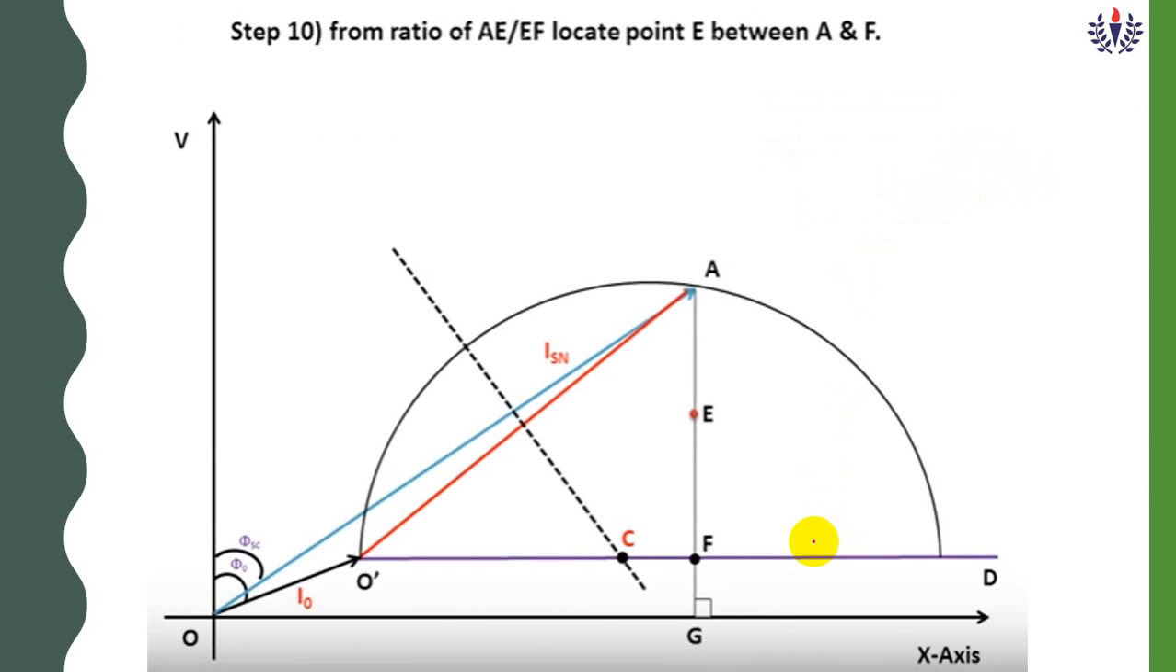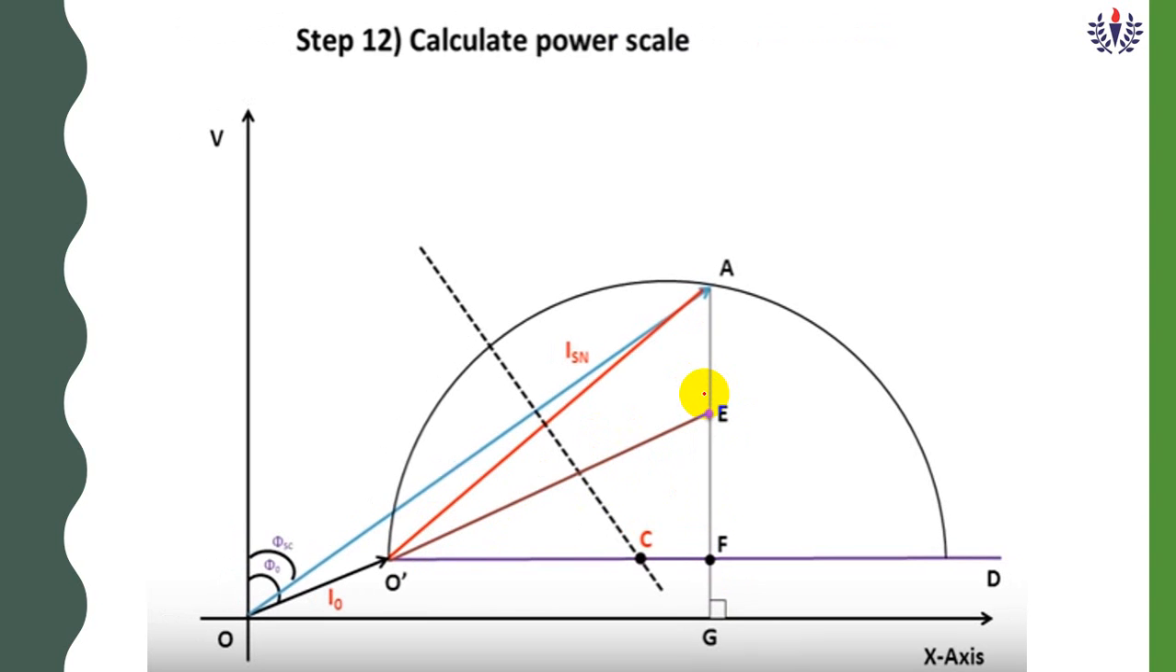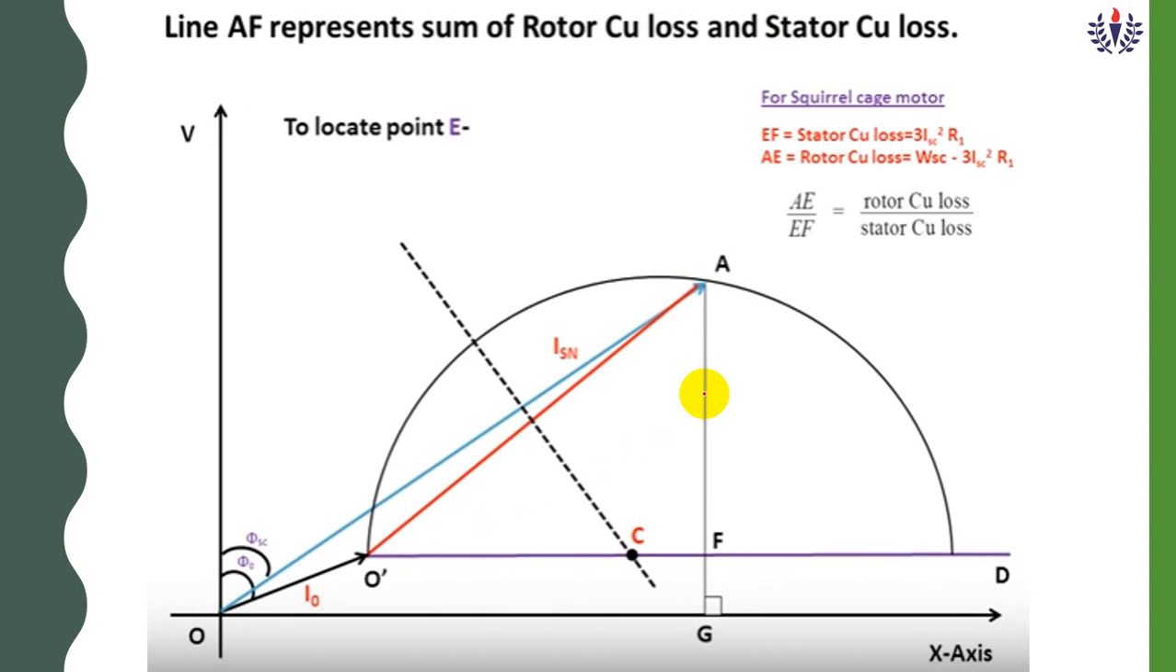Then from A to F, mark the center and project point E. Then join E to O dash. Then join E to O dash. Do you understand?